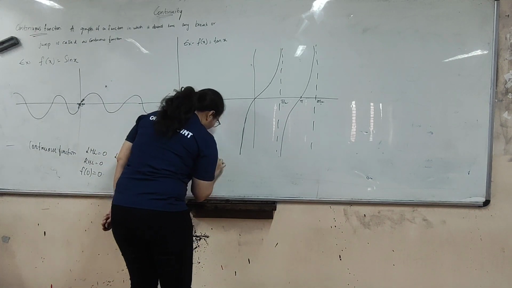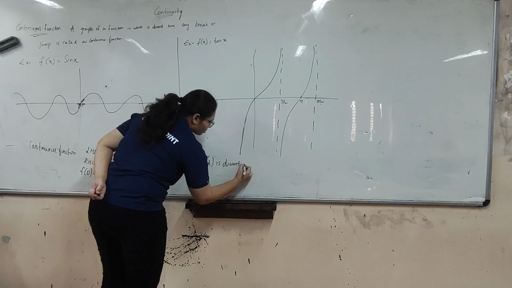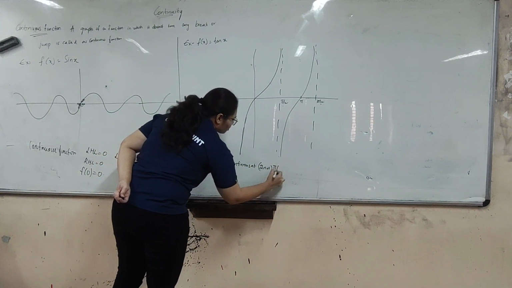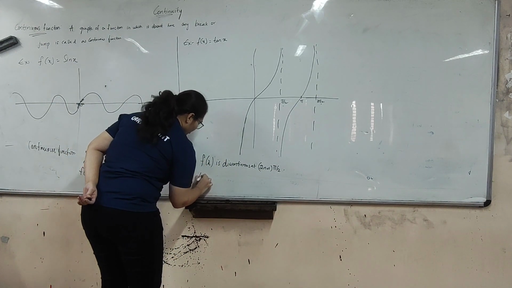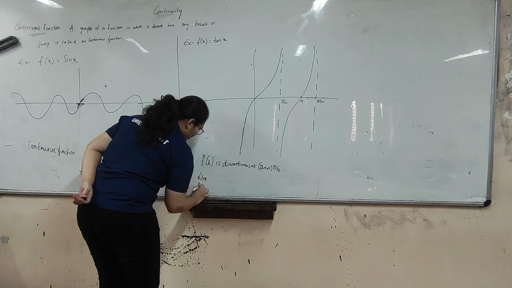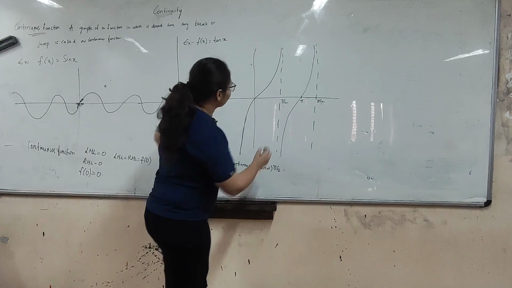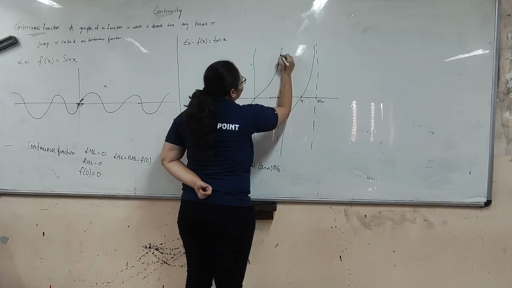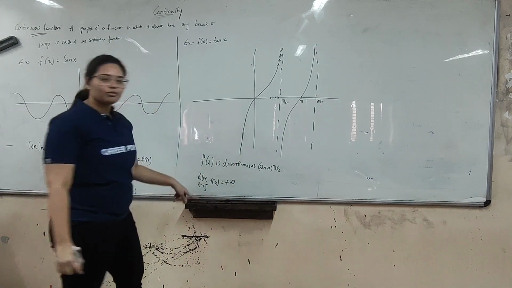So f of x is discontinuous at (2n plus 1) pi by 2. Now let's see limits at this point. Limit as x tends to pi by 2 minus. What will f of x be? From the left side I am tending to pi by 2. How will the graph go? Right, to plus infinity. So the LHL is plus infinity.